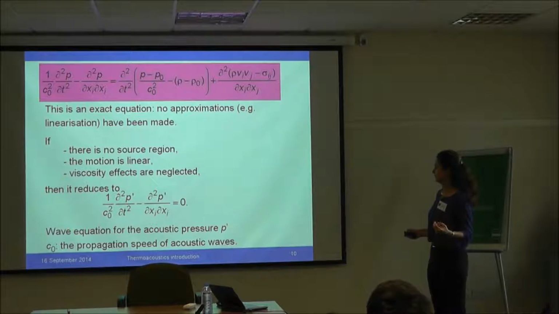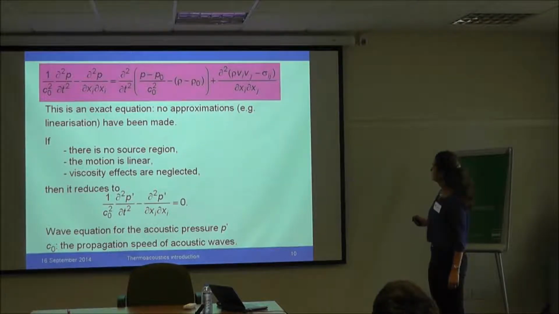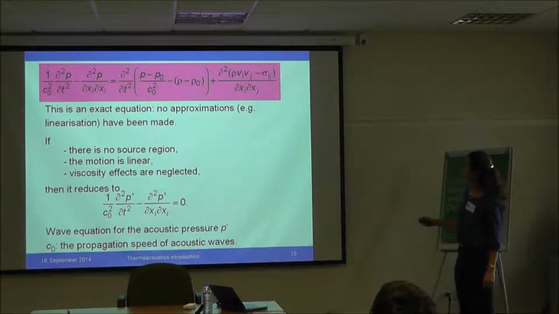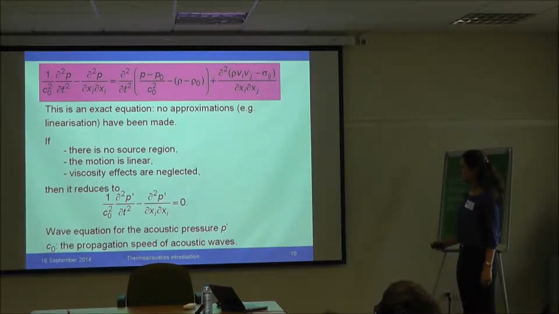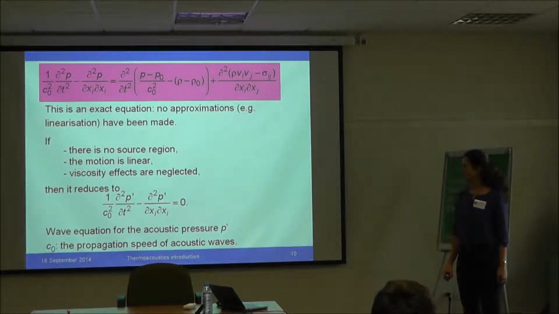No vorticity, no heat added, no heat sources, where the motion is linear and where the viscosity effects can be neglected, so that sigma I is zero. In that case, the whole right-hand side is zero, and what we get is the well-known wave equation for the pressure in a medium, in a sort of unbounded medium without any sources.